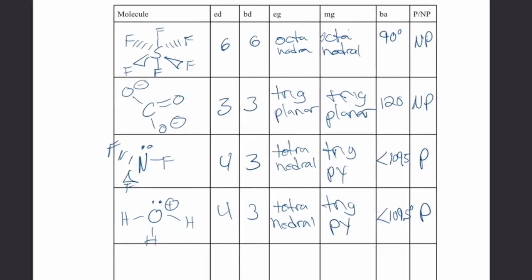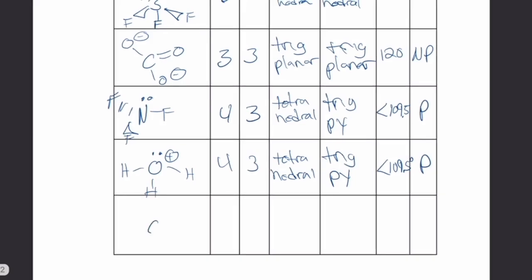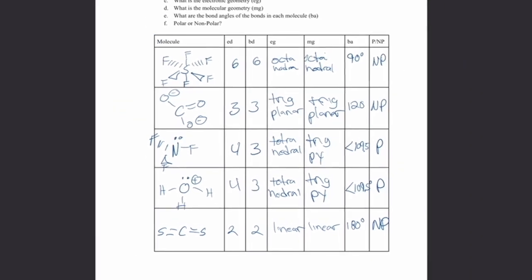So carbon disulfide would have 2 double bonds, 2 bonding domains, 2 electron domains, and the electron geometry and molecular geometry both linear. Bond angle 180. It is nonpolar due to the electronegativity differences.